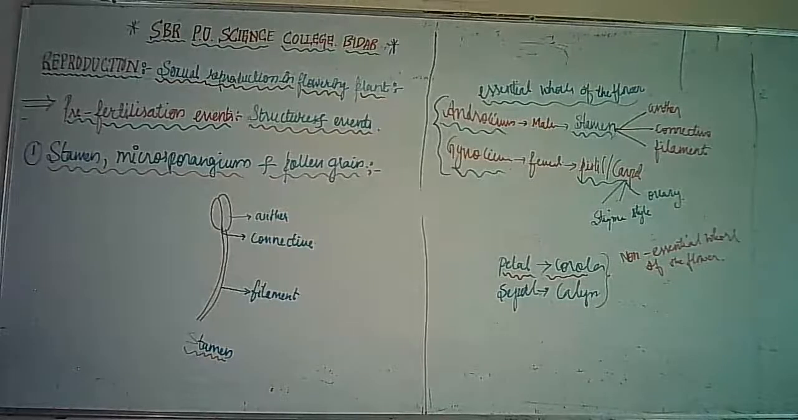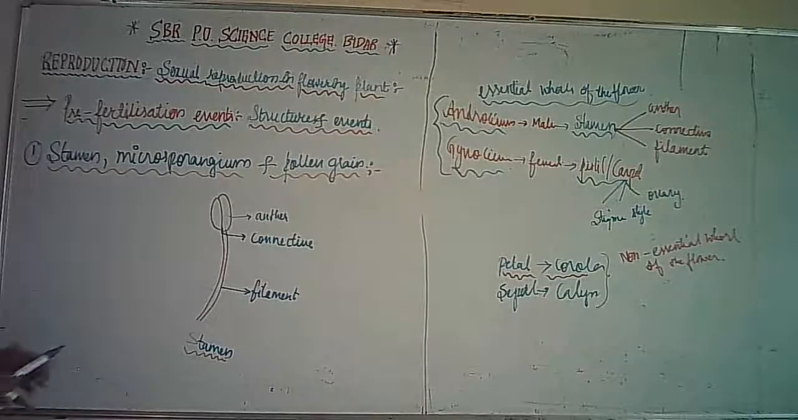Each lobe contains two longitudinal running sacs or chambers called pollen sacs. In some cases, there are only two pollen sacs instead of four.